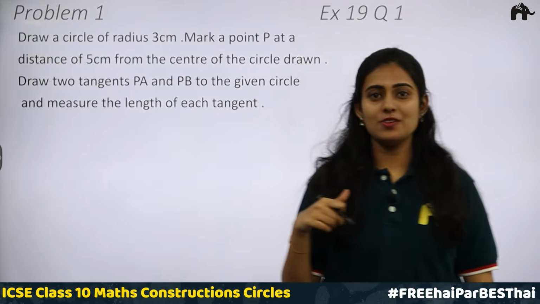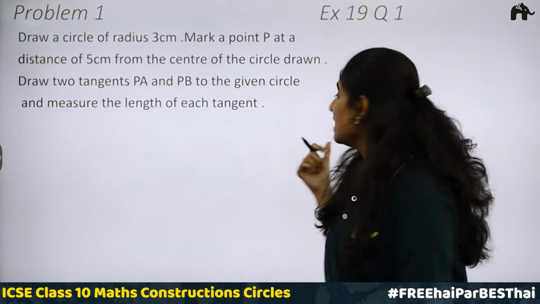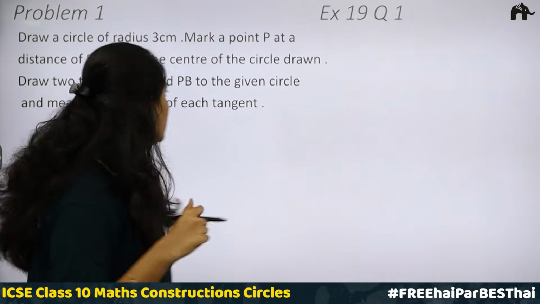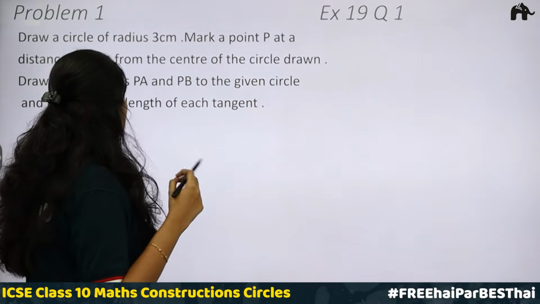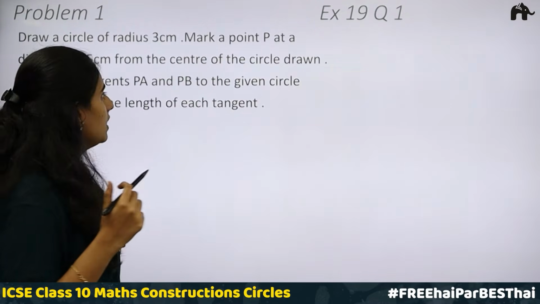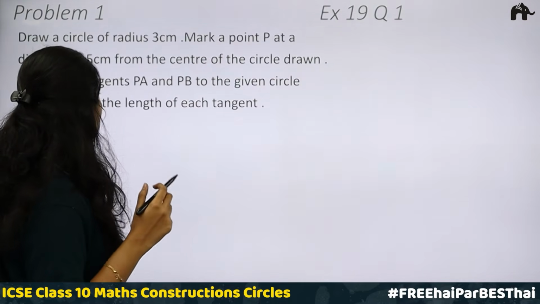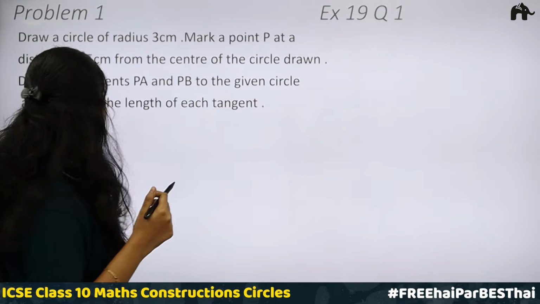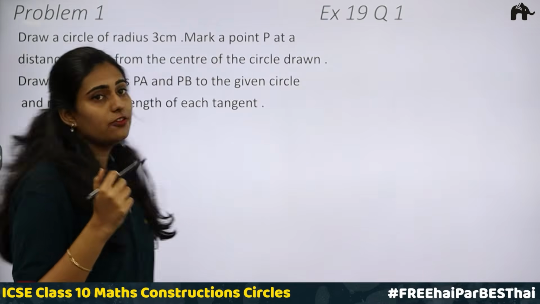Okay. Let us now solve questions from exercise 19. Here we have the first question. Draw a circle of radius 3 cm. Mark a point P at a distance of 5 cm from the center of the circle drawn. Draw two tangents PA and PB to the given circle and measure the length of each tangent.